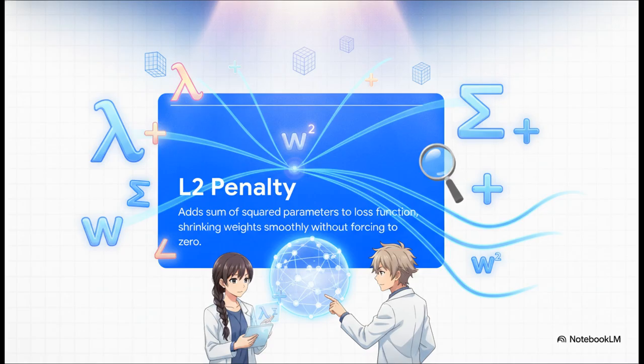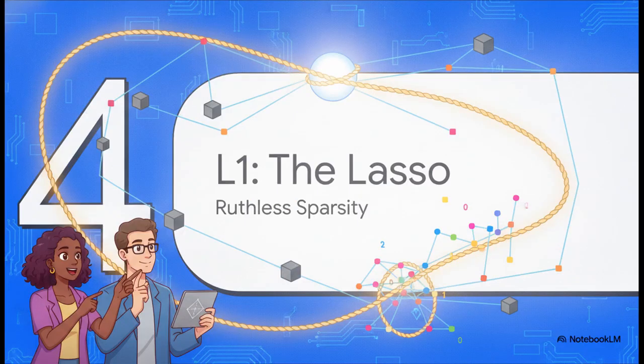But crucially, because the penalty gets smaller and smaller as the weight approaches zero, L2 almost never drops a feature entirely. It just kind of shrinks it. Now, what's really interesting about this next slide is Section 4, the L1 penalty, or the lasso.